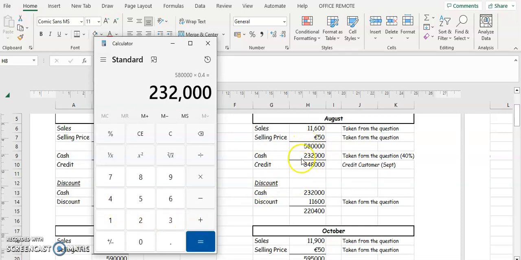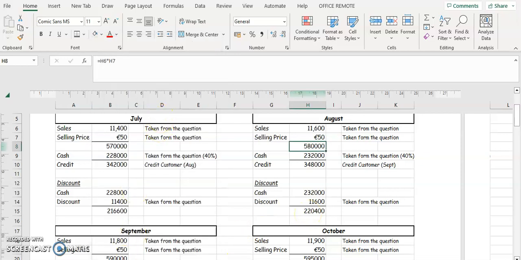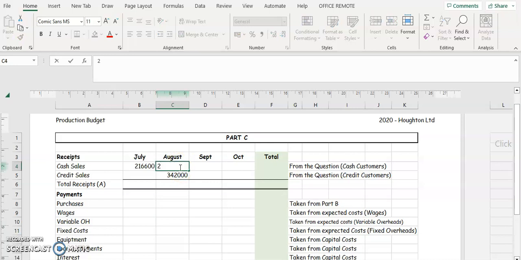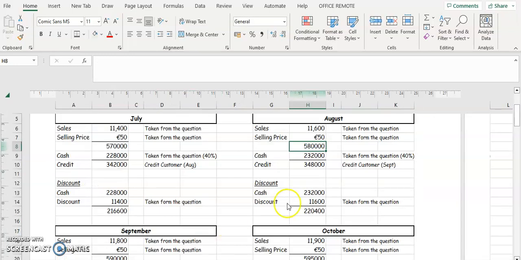So what's left, when we take the cash amount from the total amount, is going to give us our credit, 348,000. And then out of this 232,000, we're given a 5% discount. That's going to give us 11,600, and that needs to be taken away from the cash amount. So that's going to give us 220,400, and then the credit amount for next month is going to be this 348,000.